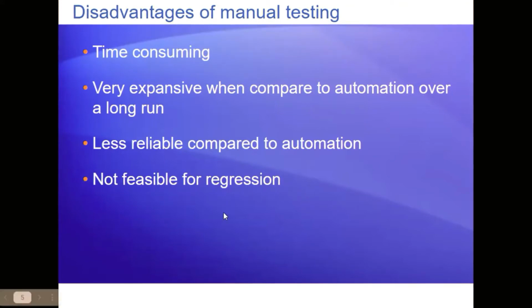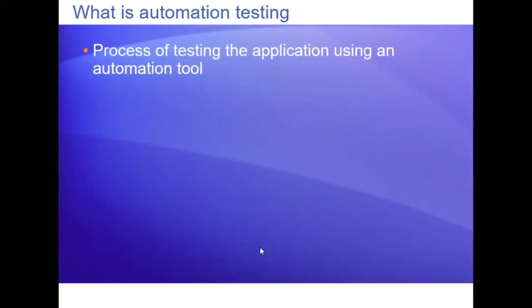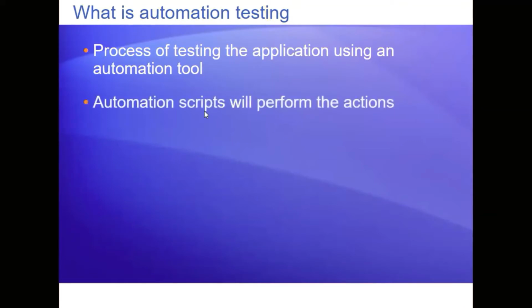So that's the reason for regression testing, automation is always preferable. So what is automation? The process of testing the application using an automation tool. By using the automation tool, we are testing. Coming to manual, as humans, we perform the actions. Coming to automation, the script will perform the actions on the application.